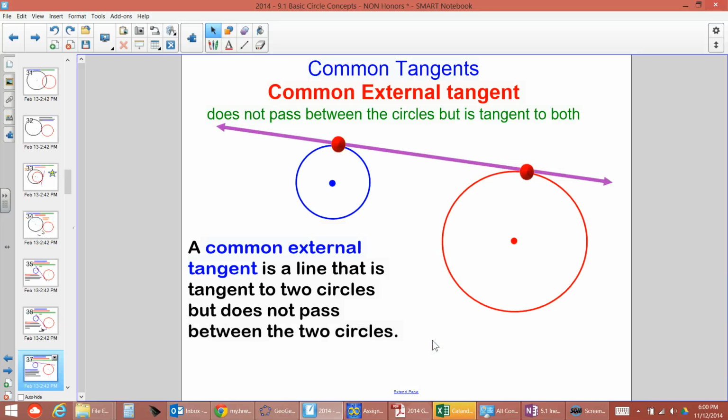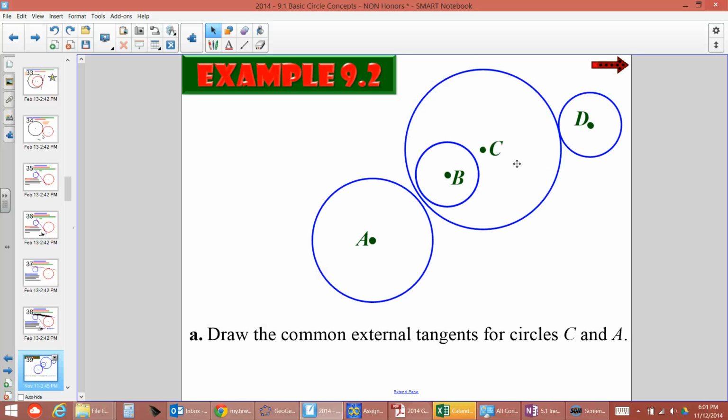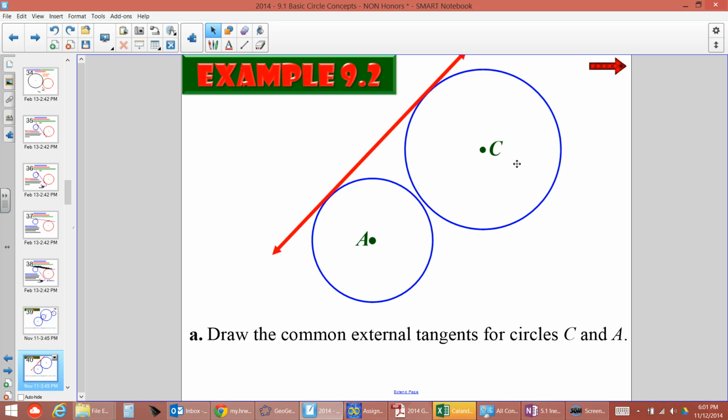Anyway, common external tangent in concept. Common means it's shared between two of them. External means it's on the outside of the two circles. And tangent means it touches each circle in one spot only, or the unibrow. That's how I think about it. Right, so over here, we're going to draw the common external tangent, circles C and A. Well, there's one. Is it common? Yes. Is it outside the circles? Yes. There's the other.